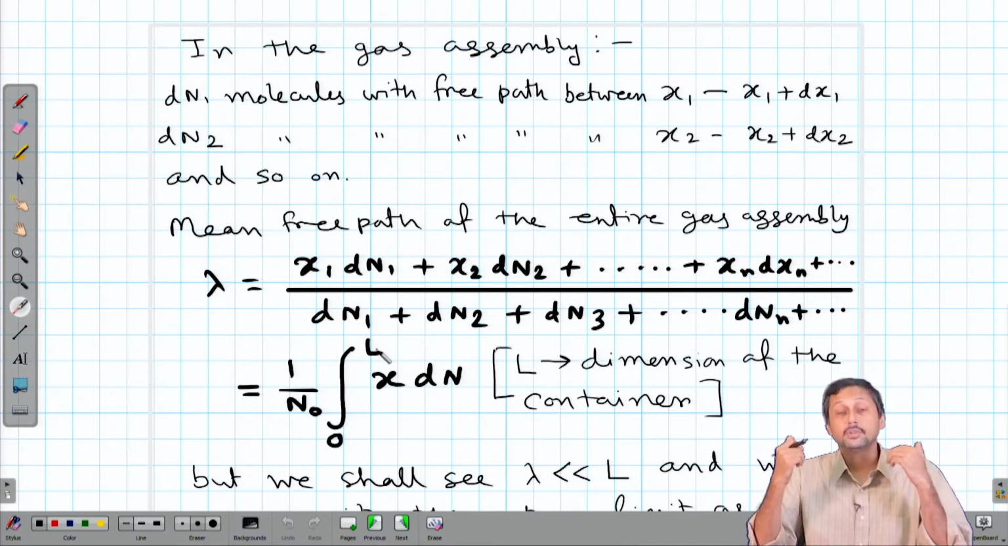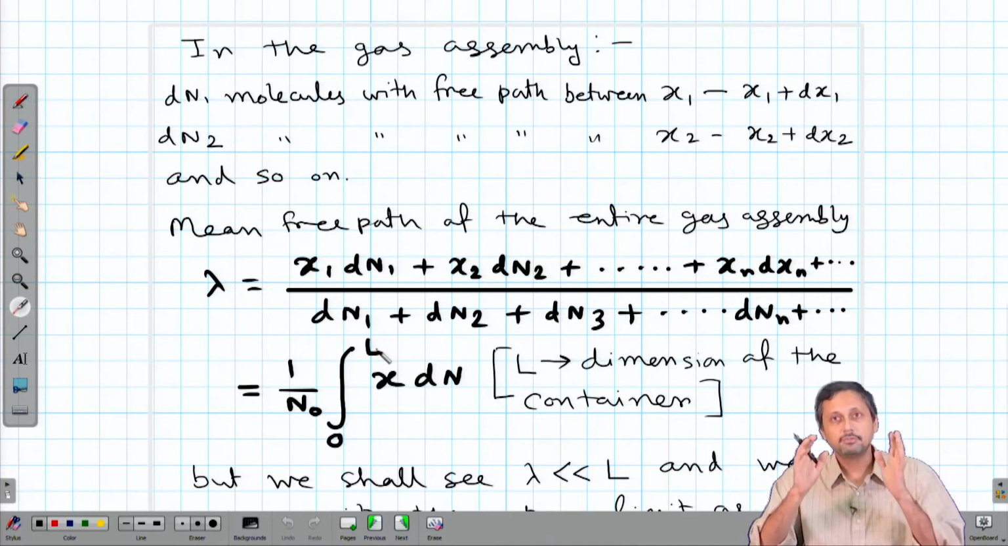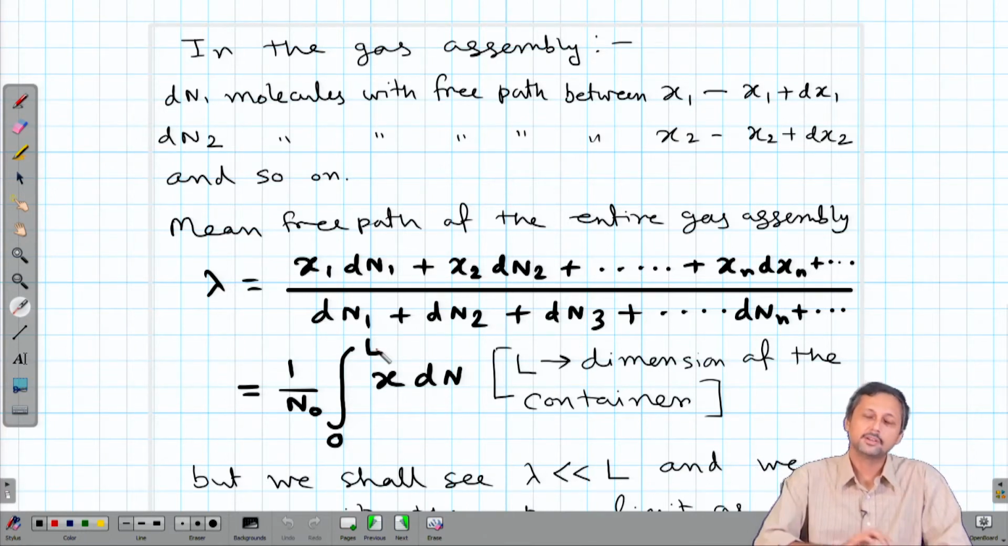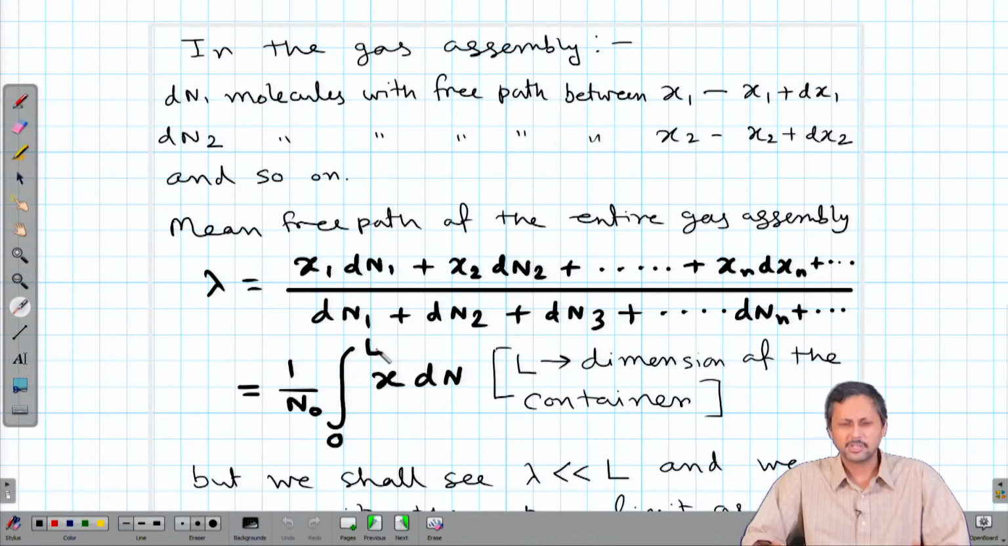Now, we shall see later that the mean free path for a standard gas assembly, which is, let us say, some elemental gas at STP, that is standard pressure and temperature, is very small compared to the length of the container typically. Just to put things in perspective, the typical length of the container is of the order of 1 meter, or let us say 0.1 meter, whatever. 1 meter, of the order of that.